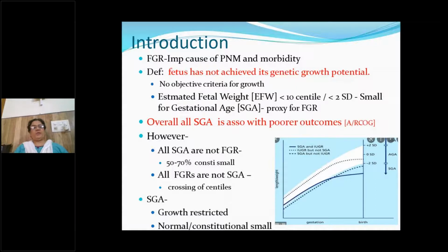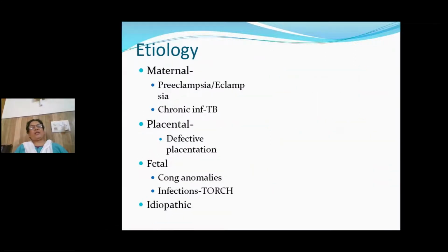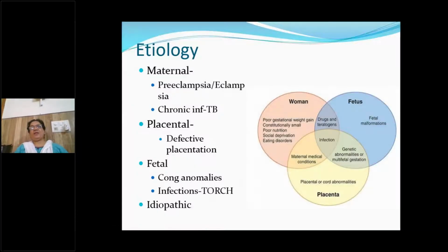So next, coming to the etiology. Theoretically, we categorize the etiology into maternal, placental and fetal. However, in clinical practice, this is not a watertight compartment. You will see many areas where there are common factors. A medical condition like preeclampsia, though it's a maternal factor, may act through placental changes also. In the same way, if you get a fetal infection like toxoplasmosis, it will act on the fetus and also act through the placenta. So there may be an overlap between the etiological factors.